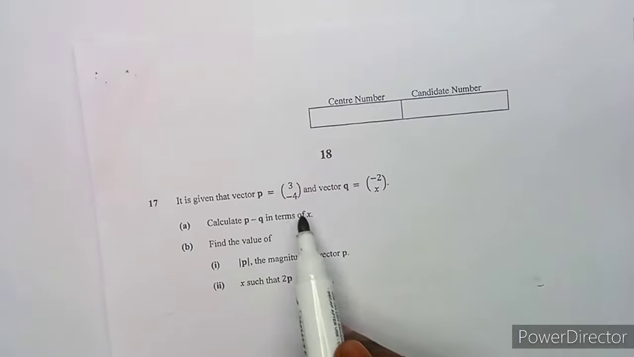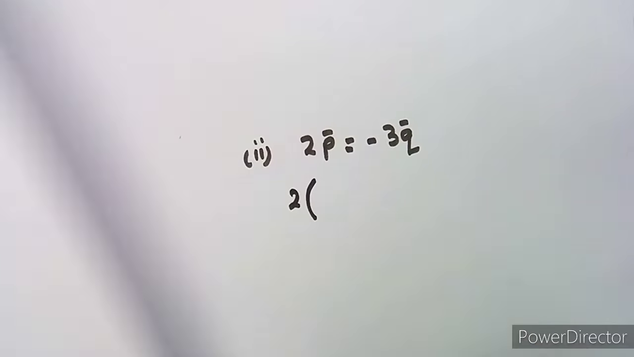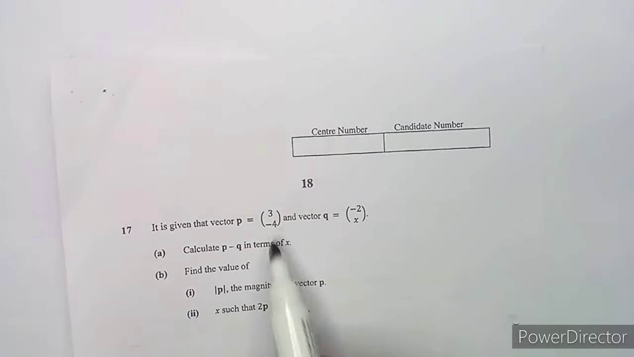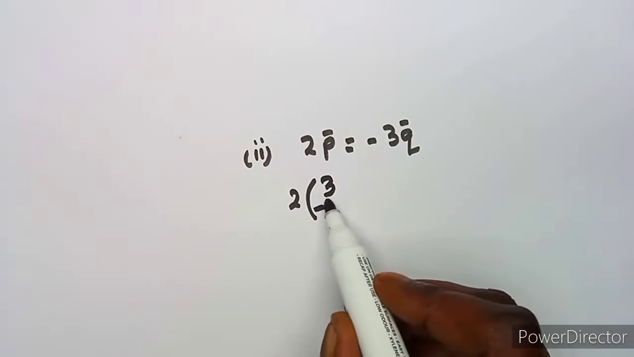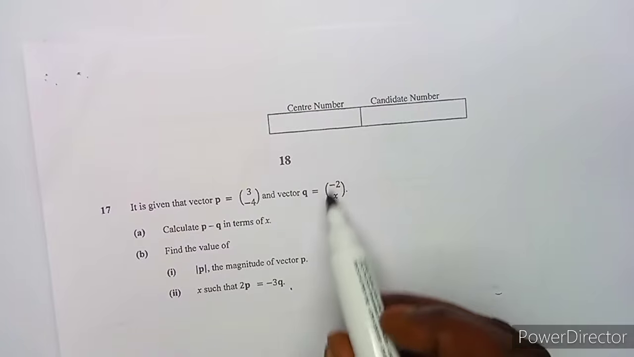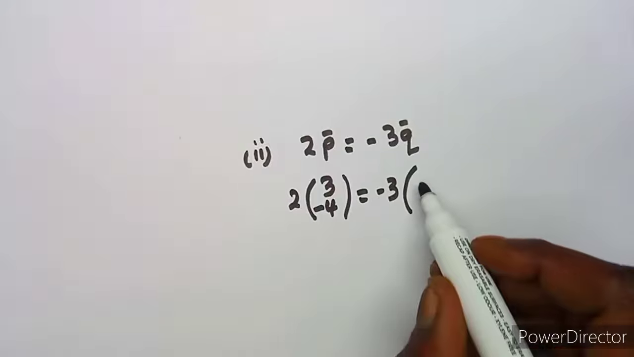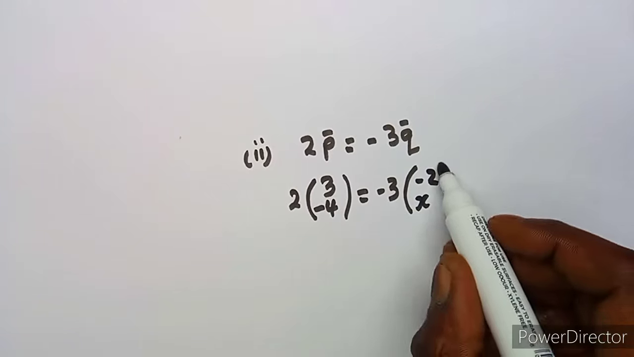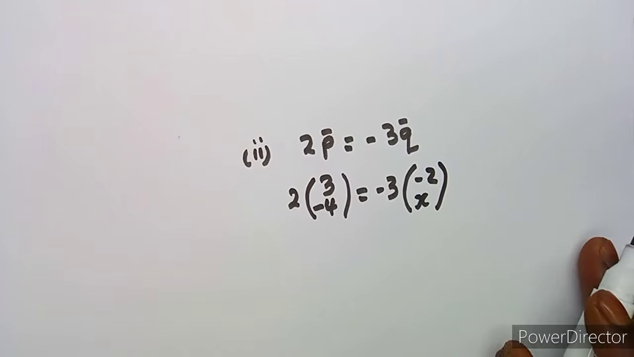So we just need to substitute in place of p, substitute your vector. So it's 2 into p, which is (3, minus 4). Just like that, substitute, which is equal to minus 3 into q. Your q in this case is (minus 2, x). So you substitute like that, so you can find x.